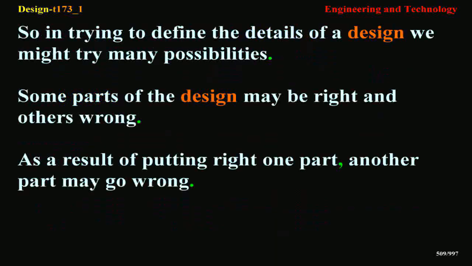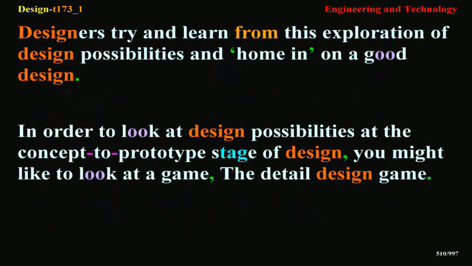So in trying to define the details of a design we might try many possibilities. Some parts of the design may be right and others wrong. As a result of putting right one part, another part may go wrong. Designers try and learn from this exploration of design possibilities and home in on a good design.